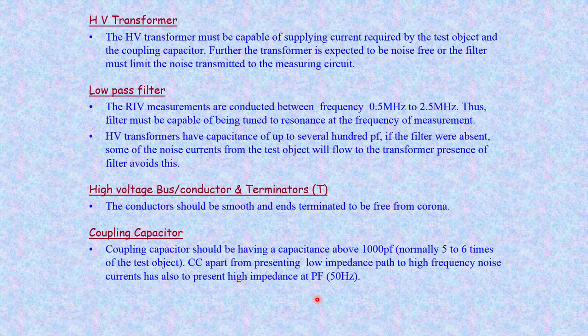That is one of the reasons why the filter is available in the circuit, where this filter will limit the noise which is being transmitted to the measuring circuit.